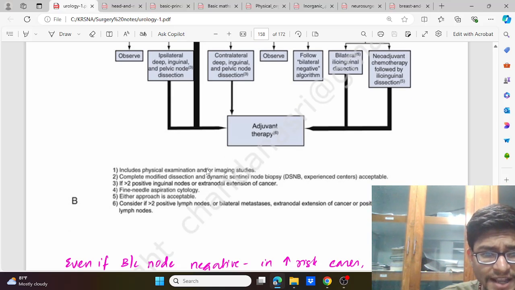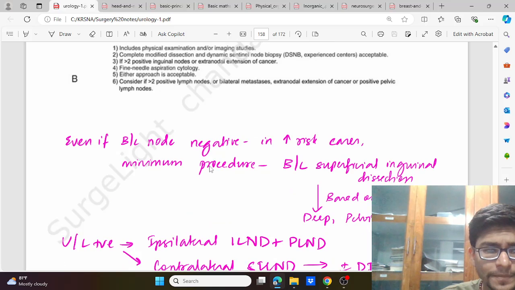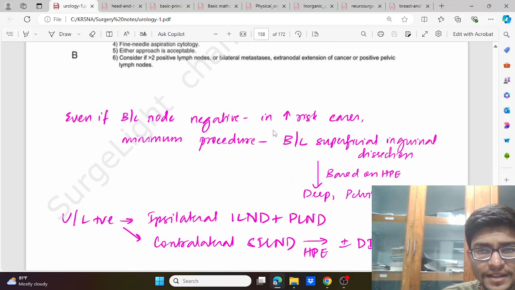Then last, that is the adjuvant therapy. It is given for considering more than 2 positive lymph nodes, bilateral mets or extranodal extension, or positive pelvic lymph nodes. So these are the factors which we consider to plan to give adjuvant therapy. So even if there is bilateral node negative, there is increased risk.